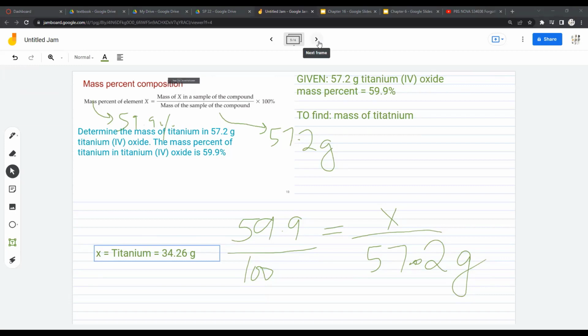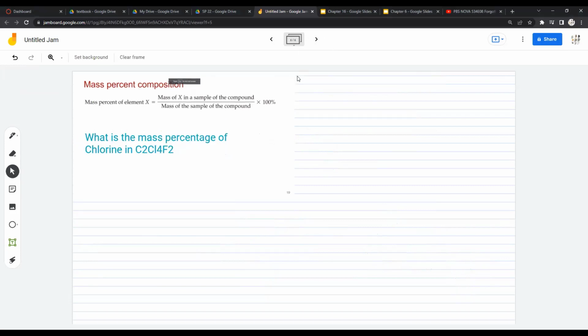Now we'll move on to another question where we will look into the whole moles. What's the mass percentage of chlorine in this particular compound, the formula for which is C2Cl4F2? So we're asked how much chlorine is in this. What's the amount of chlorine in it?